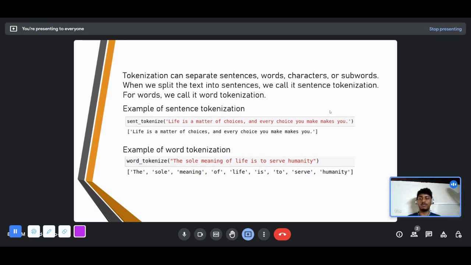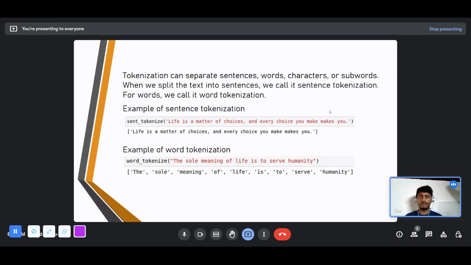Now, for word tokenization, let's say "The sole meaning of life is to serve humanity." When we apply word tokenization, each word of the sentence is broken down and converted into one token itself. So here we have the tokens: the, sole, meaning, of, life, is, to, serve, humanity. Each word is a token in itself. That is exactly what tokenization is, which is a very crucial and important part of our project, as well as of NLP.